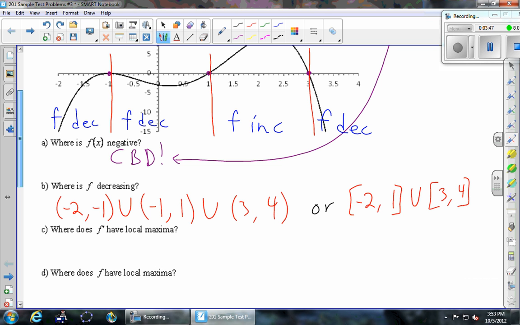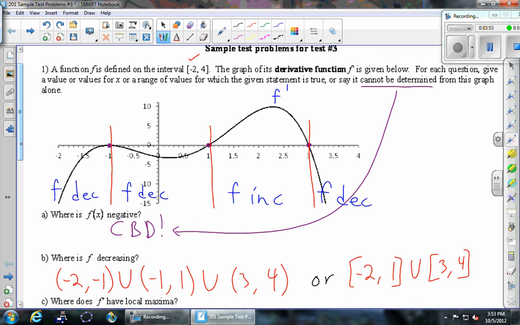Let's move on to part C. Where does f prime have local maxima? All right, f prime is the graph that we are looking at. So the local maxima are the highest points, points that are higher than the points nearby. So I do see a local max up here. That also happens to be the global max. It's the highest point anywhere on this graph.